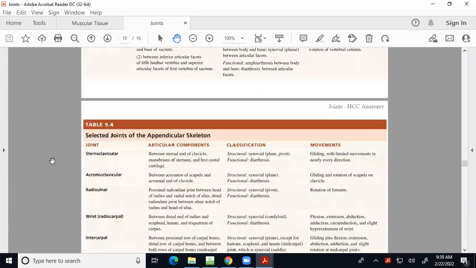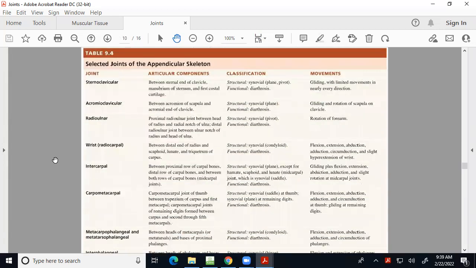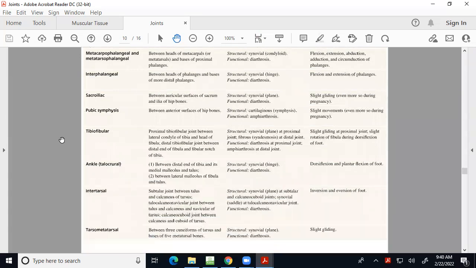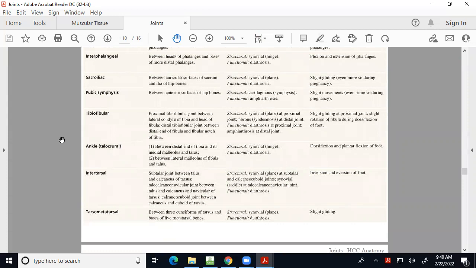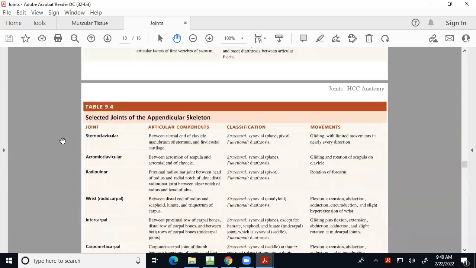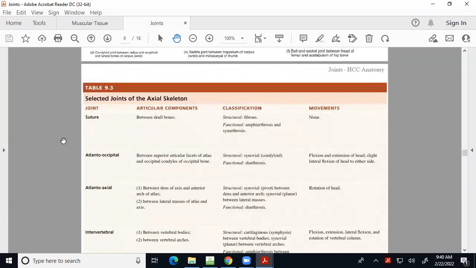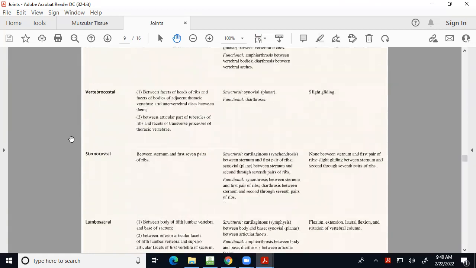If I go to the next page, you probably recognize some of these more, and these are the ones that we would typically think of as joints. We just talked about the sternoclavicular, the acromioclavicular, radial ulnar, wrist radiocarpal. Some of those probably make sense, especially as we move farther down the page. But as far as the exam goes, I'm not going to worry about knowing these 2 tables. They were in your textbook. They are great information, but I'm not going to ask you to really recall anything specific from them.